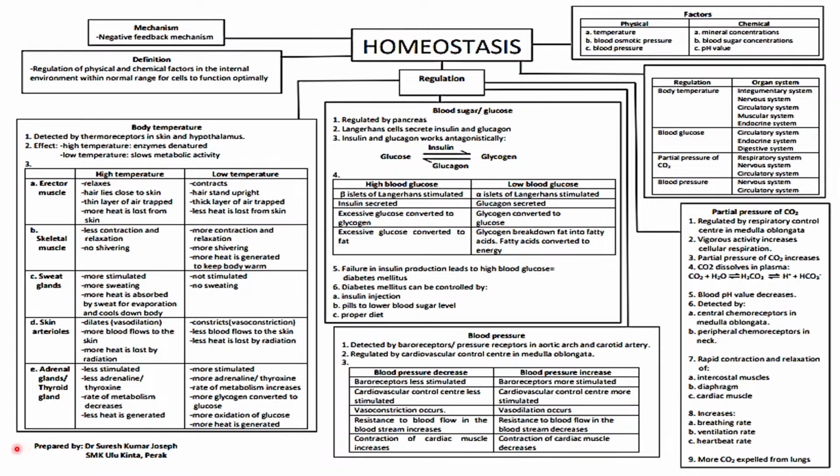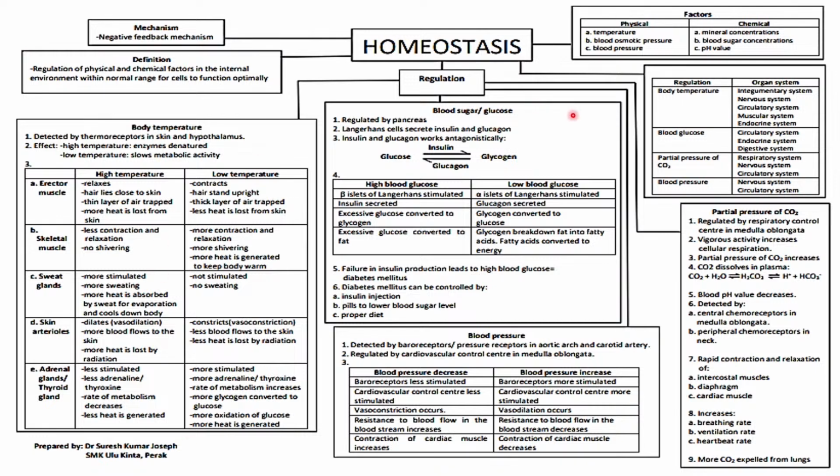Right? Adrenal gland and thyroid gland, these two glands will be more stimulated. Therefore, the adrenal gland will be secreting more adrenaline and thyroid gland will also secrete more thyroxine. So when you have these two hormones, the rate of metabolism increases. Therefore more glycogen will be converted to glucose, and that glucose will be oxidized to produce more energy. Therefore more heat is generated to keep our body warm. Okay, so we have done this part.